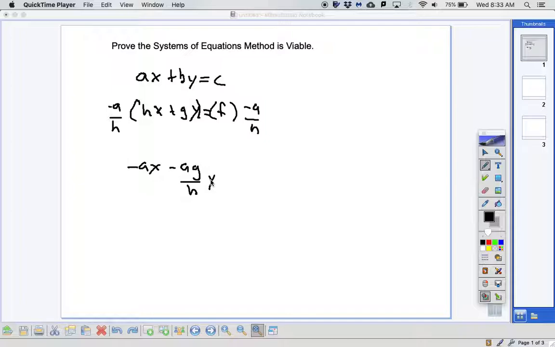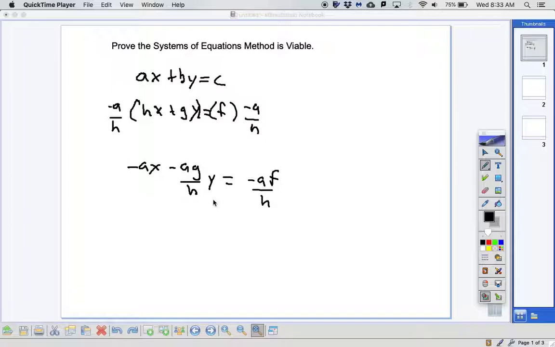And I'm going to put the y outside. And this is allowed because y divided by 1 multiplied by this is going to be the same thing, and it will help us later. So I'm going to put the y outside. So we get negative ag over h times y. And on this side, we're going to just multiply it out. So we get negative af over h.